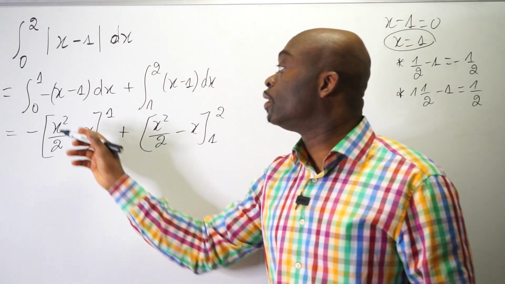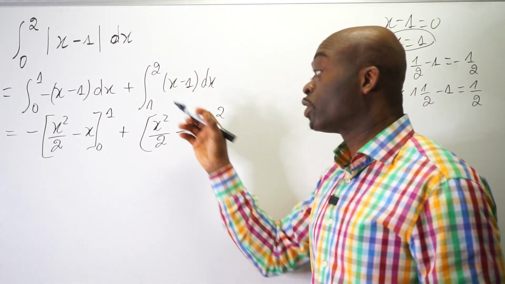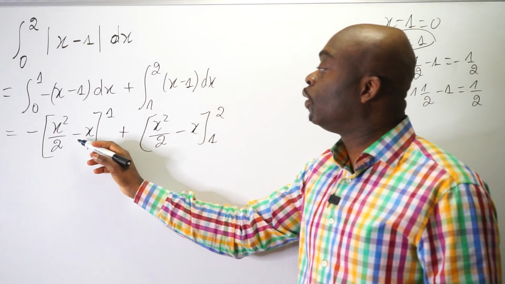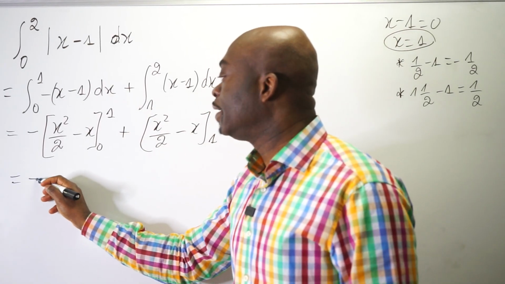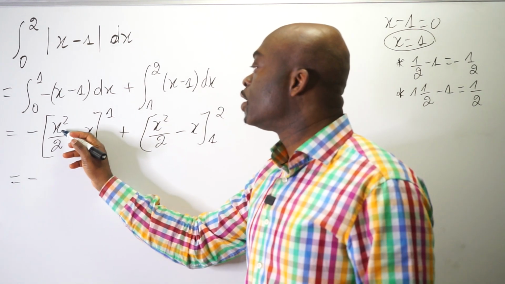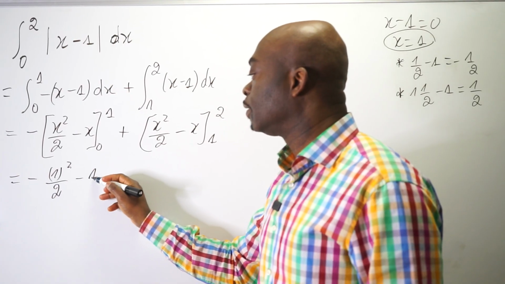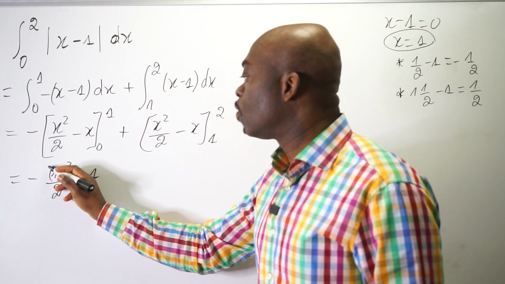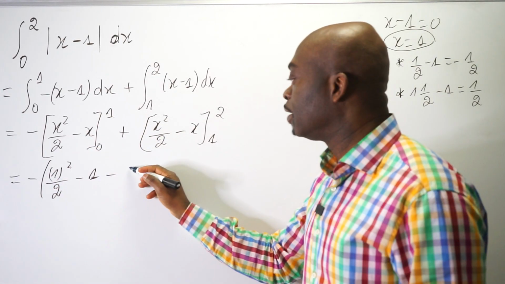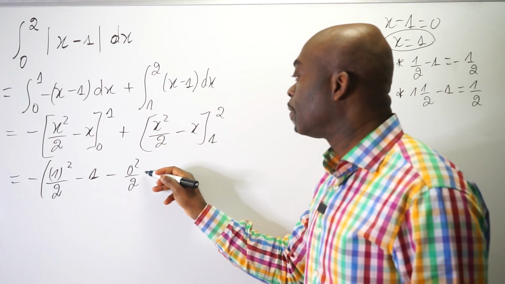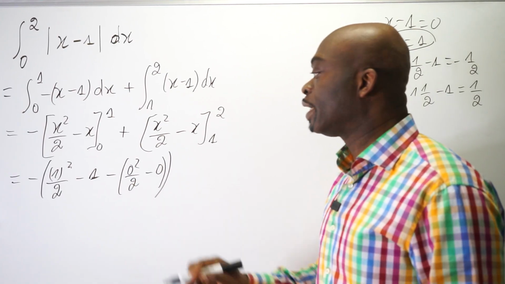As you can see, it depends on where you are for the function, because we split the function into two parts because of the absolute value. Now we can solve each of these, right? This negative, we keep it. And then what's going to happen here? 1 goes in there, so it's going to be 1 squared over 2 minus 1. All right? That's for the first part. Minus, now the 0 has to go in, so that's 0 squared over 2 minus 0.